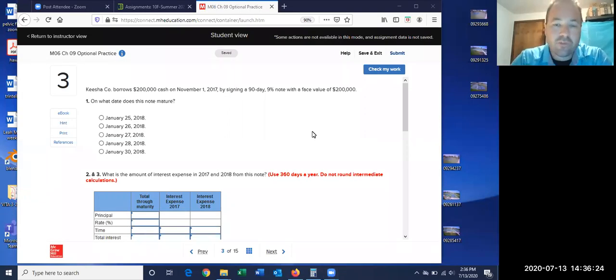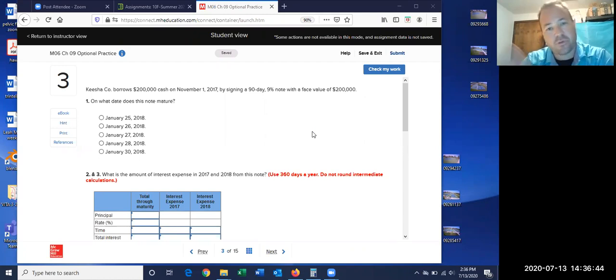Okay, as we start with the short-term liabilities here in Connect, I'm skipping now up to number 3. The first one just deals with some real simple entries on recording some sales tax. I think you should be able to do that one. Number 2 is similar to what we're going to do here in number 3. They both deal with interest.